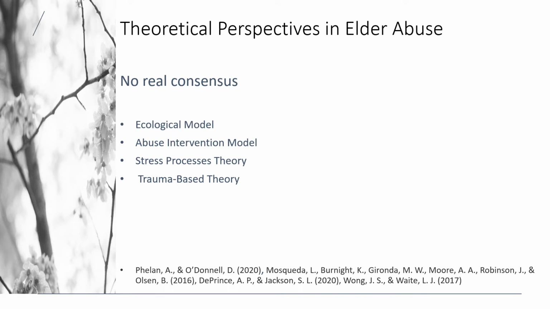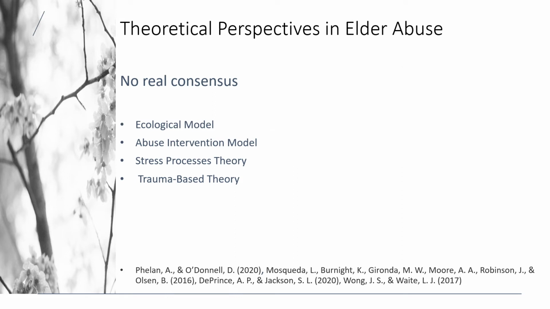The theoretical perspectives in elder abuse, while there's no real consensus, there are a few models that have been used for research. The ecological model includes the individual, age, sex, and their health, their microsystem, which includes the family, peers, their mesosystem, like the church service, and any kind of services that they need, and the ecosystem, which is culture and ideology. The abuse intervention model integrates the multiple factors associated with the risk of elder abuse and neglect in adults, specifically with dementia and their caregivers.